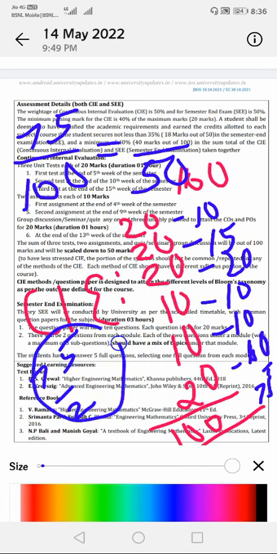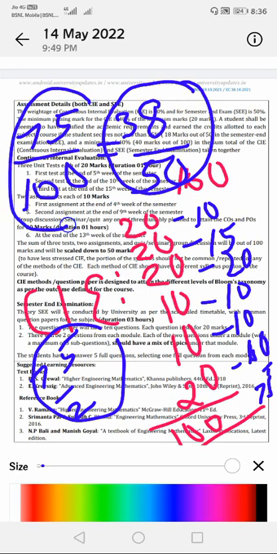So what is 75 by 2? 2 3s are 6, 2 7s are 14, so it is approximately 38. Okay, so I got 38 out of 50. 75 out of 100, but 38 out of 50. So this is my internal marks.